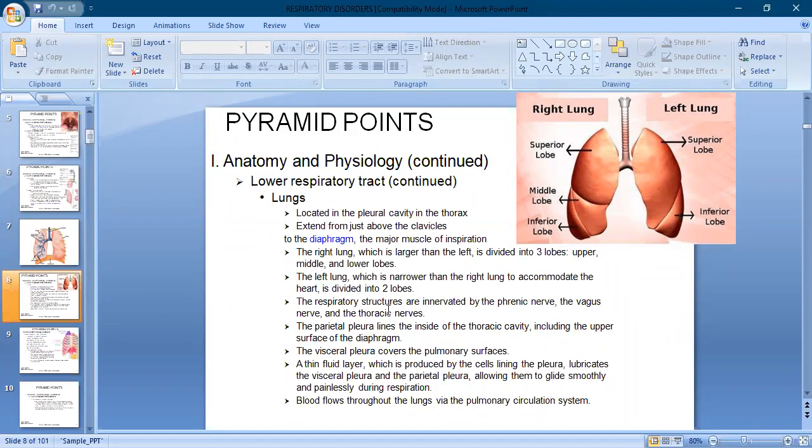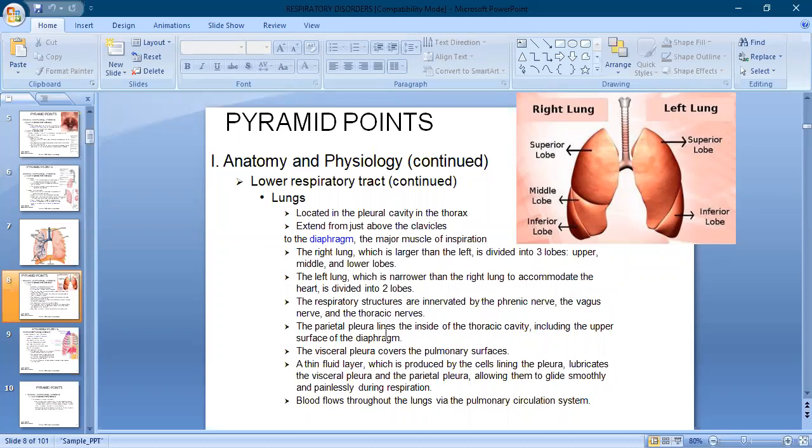The respiratory structures are innervated, meaning nerve supply, by the phrenic nerves. The phrenic nerves supply the lungs, and also the vagus nerve and thoracic nerves. So the lungs are supplied by the phrenic nerves. The 10th cranial nerve, called the vagus, supplies also, and also the thoracic nerves.